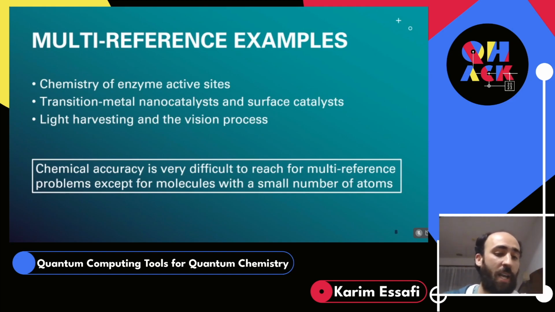So getting chemical accuracy can be very difficult to reach when you have multi-reference problems, except for a very small number of molecules where the number of atoms involved in that molecule is relatively small.